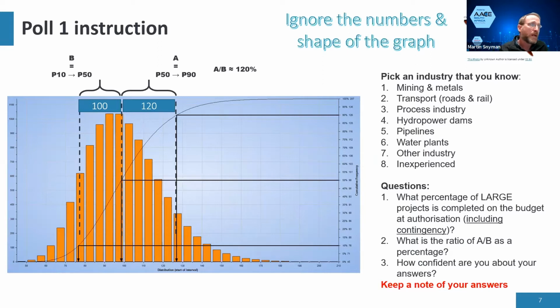So the first question that you're going to be asked is, what percentage of large projects, and I don't think the question on the poll actually says a large project, but we're talking large project now, $100 million or above, is completed on budget at authorization. So the budget at authorization, not the baseline that was done a month before the project was finished, the original one when the investment committee said you can go and invest. How does that compare to what was finally spent?